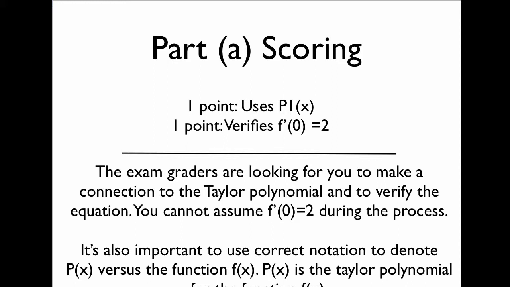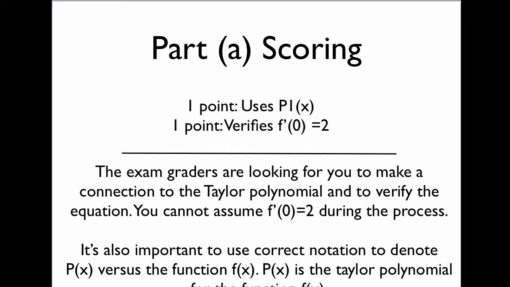The scoring for this part gave 2 points, 1 for using P1 of x and 1 point for verifying f prime of 0 is 2. Again, the graders were really interested in students using correct notation here and knowing how to use the Taylor polynomial. So writing the Taylor polynomial for P1 of x was important, as well as doing what the question asked, verifying f prime of 0 is 2. Mistakes that I suspect were made here were probably plugging in 2 for f prime of 0. That would be assuming that it equals 2 rather than verifying that it equals 2.